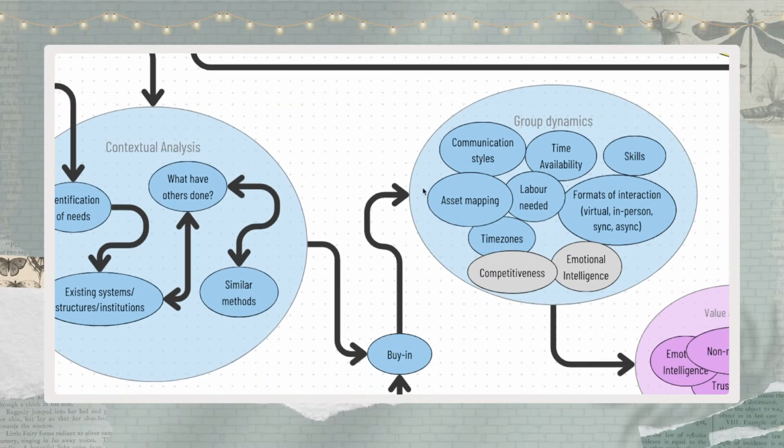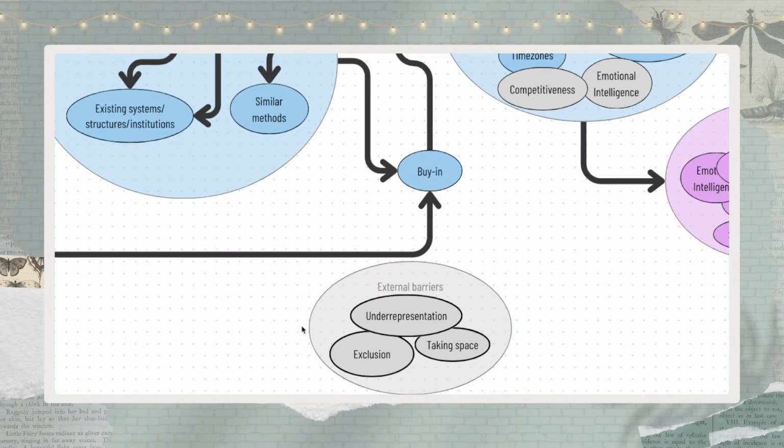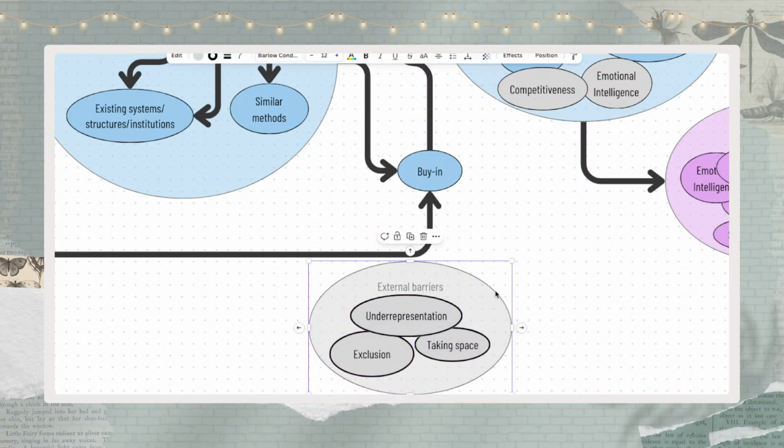Same with group dynamics. There might be other aspects of group dynamics that need to be considered that are not just these bubbles. And with external barriers, same thing. There might be other external barriers that we want to consider that are not represented here, but because we have this external bubble, we have that opportunity at a later time to discuss not just underrepresentation, but external barriers as a whole, and other things might come up.